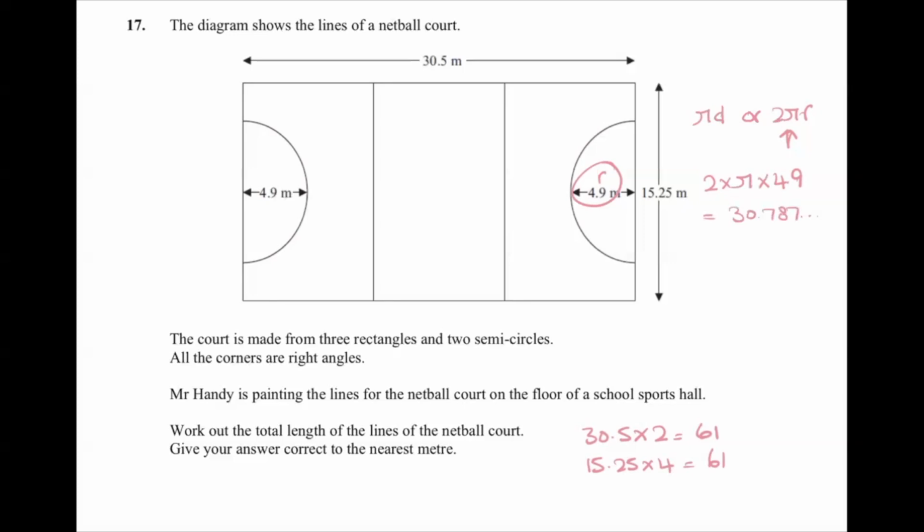So the total for both of these together is 30.787. I'm just going to add those up and then check in with what they want for the answer. It wants it correct to the nearest meter. So that would be 153 meters.